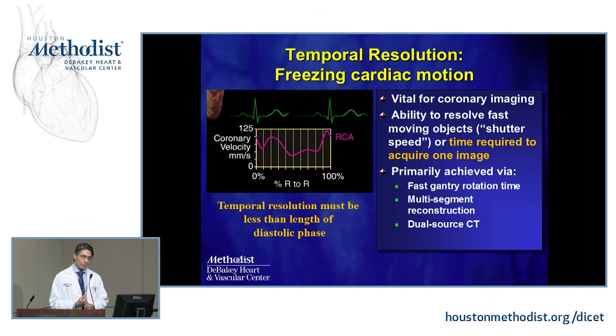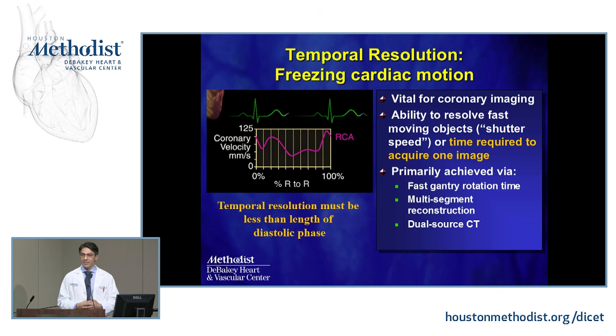What we want to do with cardiac CT is, as I'll show you in the next slides, these time periods where you can take a picture are short. So you want a technique with a fast temporal resolution, because normally you have a short period of time to image. Now there are ways we get around that. We'll talk about that.